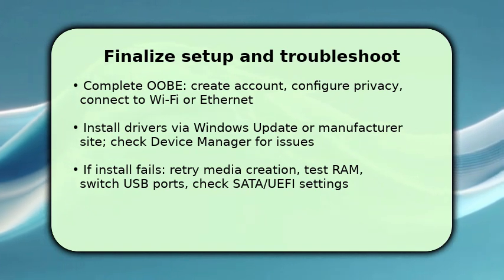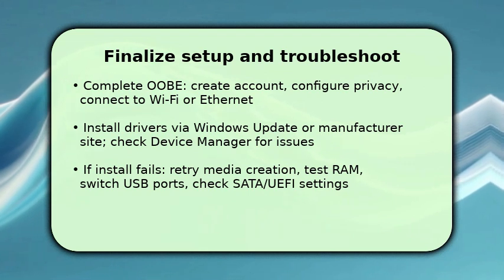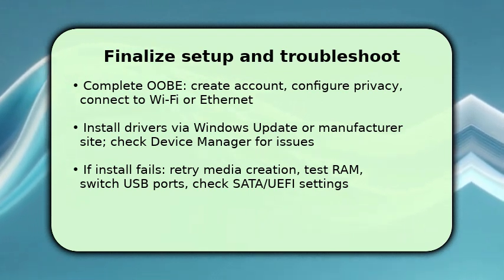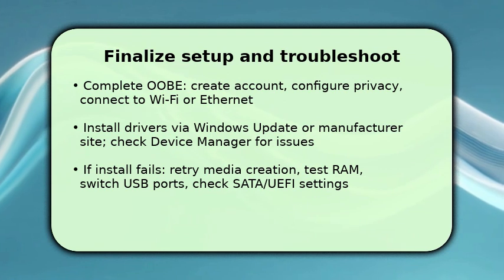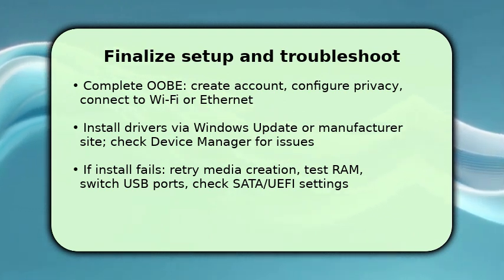Set up a local or Microsoft account, configure privacy options, and connect to the network so updates start. Once on the desktop, run Windows Update and then download any vendor drivers, graphics, chipset, network to ensure stability.